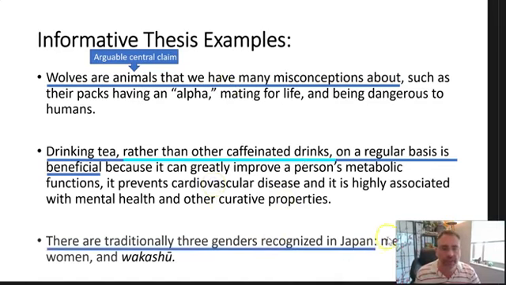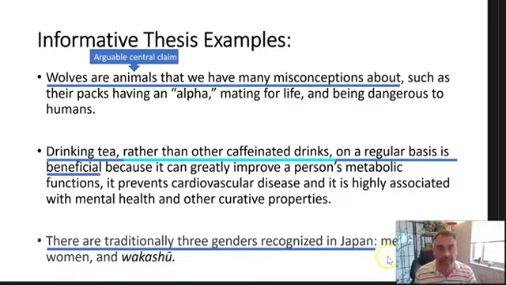And this last one here, there are traditionally 3 genders recognized in Japan: men, women, and wakashu. Men's kind of getting cut off by my picture there. But this is a really simple example, right? The central claim is there are traditionally 3 genders recognized in Japan. Some people would argue there are not. And then I just list them: men, women, and wakashu.